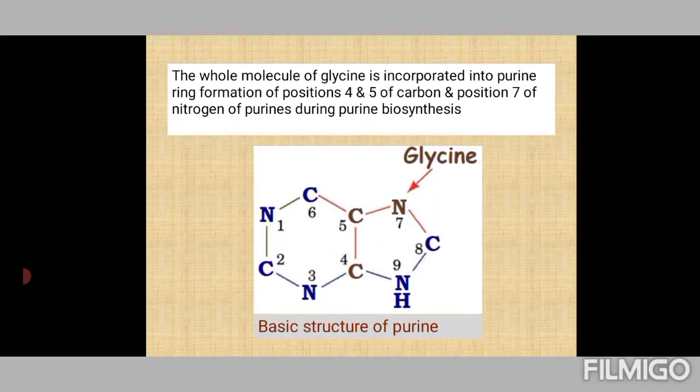Now, the whole molecule of glycine forms part of purine, as shown here. So this is 2 carbon and 1 nitrogen, which belong to glycine actually. So this whole molecule of glycine forms part of the basic structure of purine, and purine, as we know, adenine and guanine are formed from this structure. And the glycine actually contributes the fourth and fifth carbon, and the nitrogen at the seventh position is also contributed from glycine. So that is purine formation from glycine.